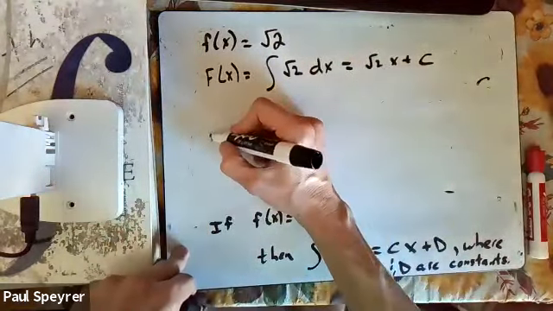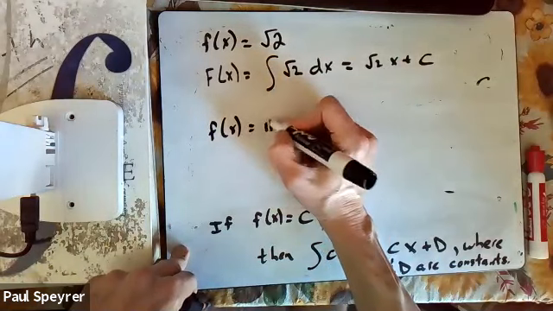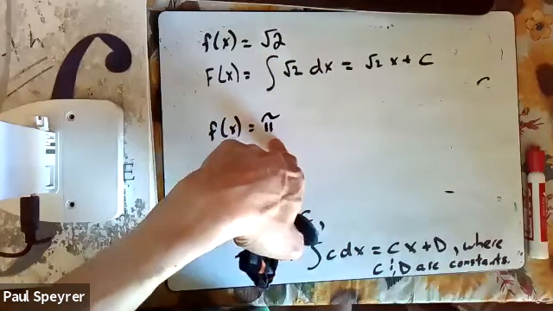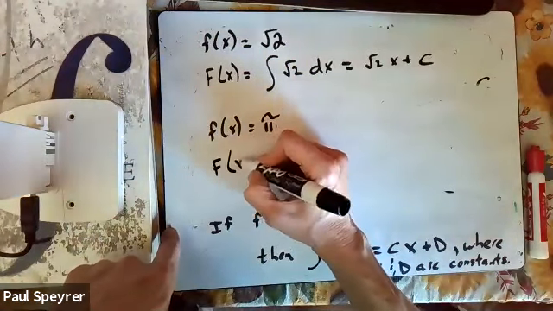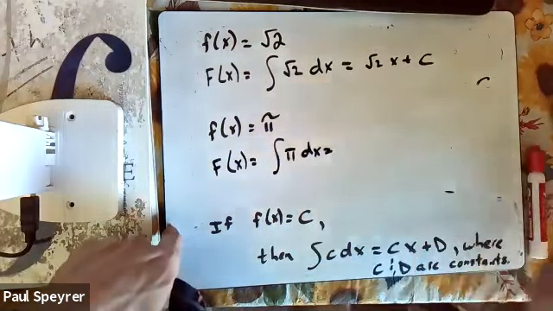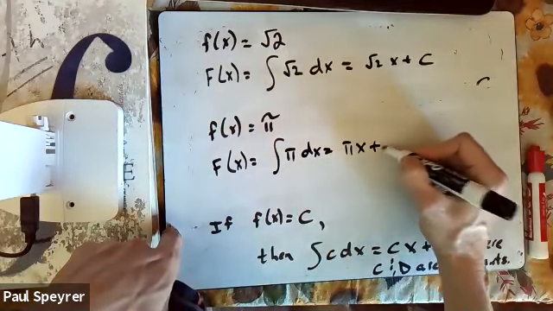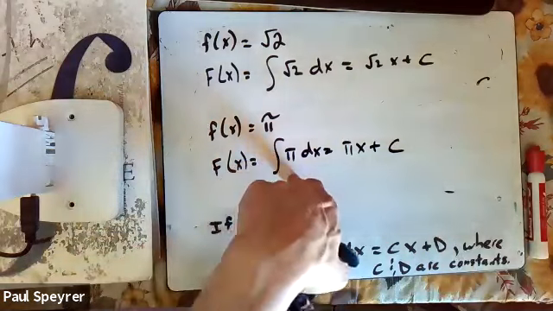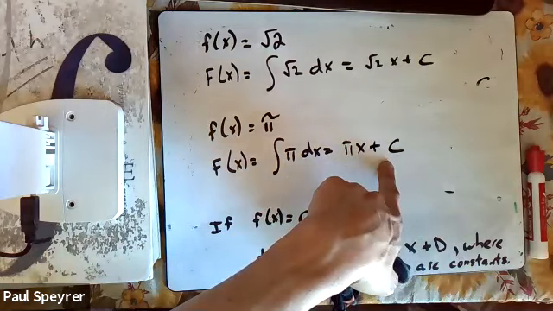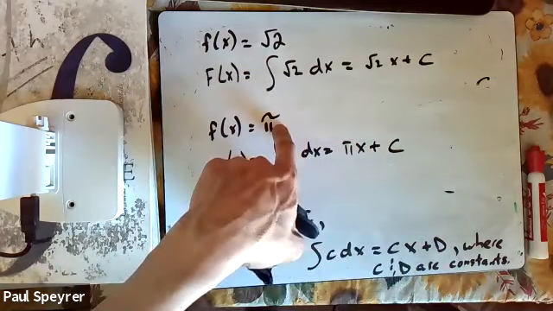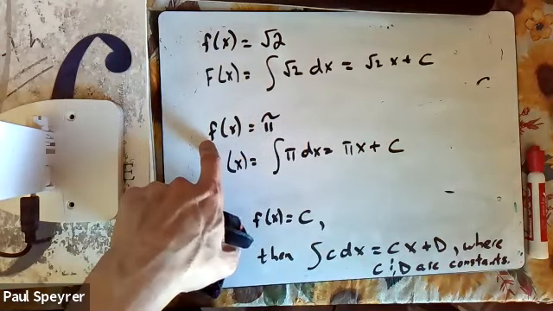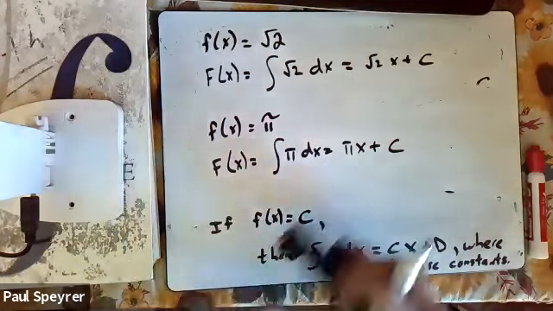What about if we had f of x equals pi? This confuses people for some reason. Remember, pi is not a variable, it's a constant. So the integral of it is just pi x plus c. Pi is an irrational number, 3.14, and so on. If you take the derivative of pi x plus c, you get back to just pi. So remember, big F means the antiderivative of the base function, little f in this case.